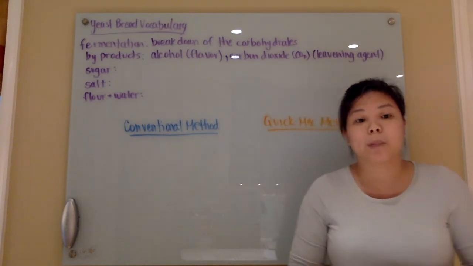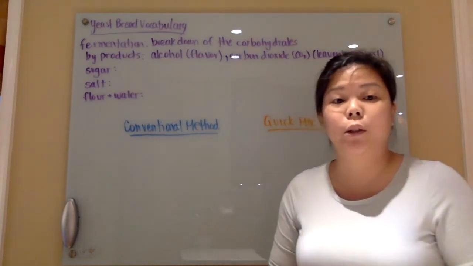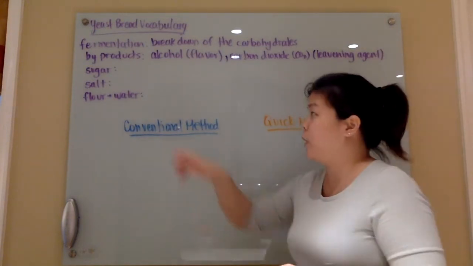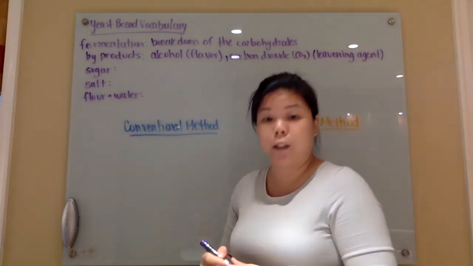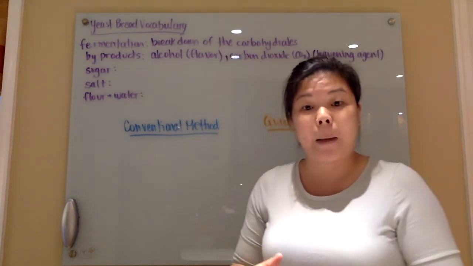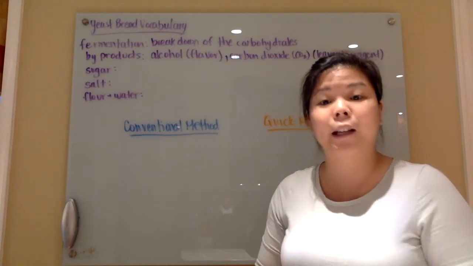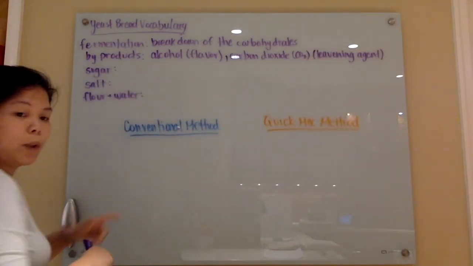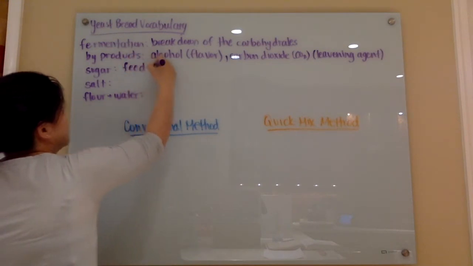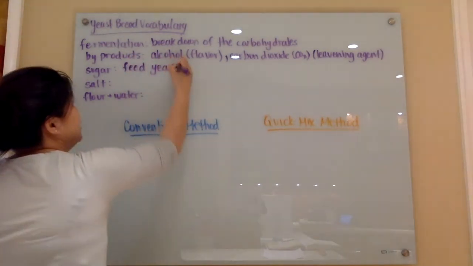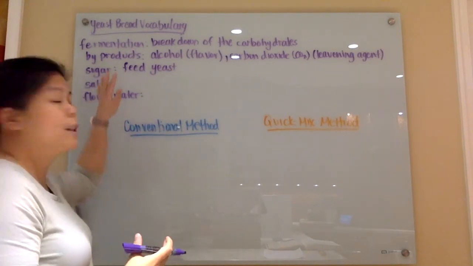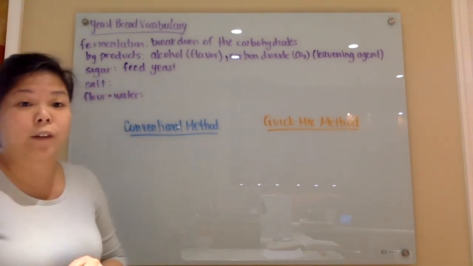When we make yeast breads, there are some key ingredients that we use to help with the production of our yeast breads. One of the first ones is sugar. This could be in the form of granulated sugar, brown sugar, honey, maple syrup, agave, whatever it is. But this sugar helps to feed our yeast. In order for my yeast to grow and to create that carbon dioxide, I need to feed it. And so the sugar is what the yeast feeds off of.